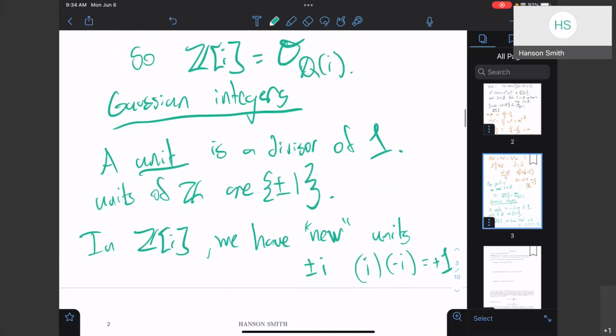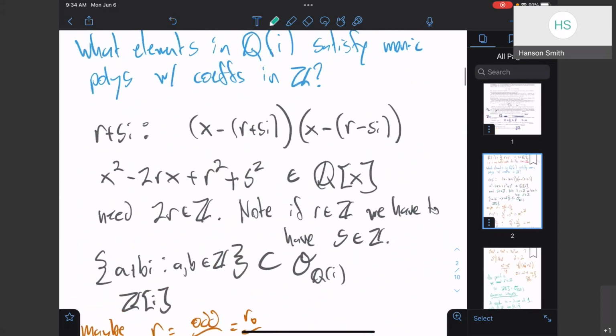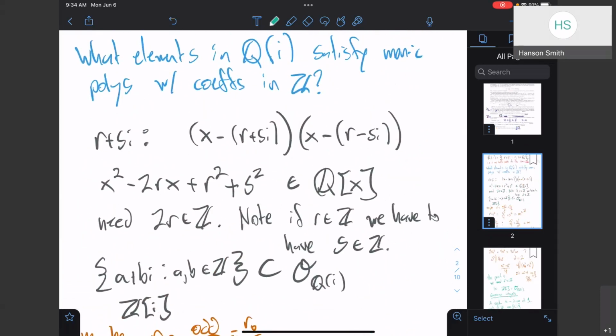Have we found a polynomial for which everything becomes a solution? We did that by multiplying x minus r plus si and x minus r minus si. But is that usually the only way to find such a polynomial?